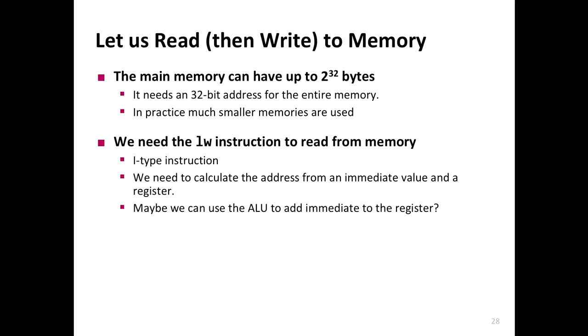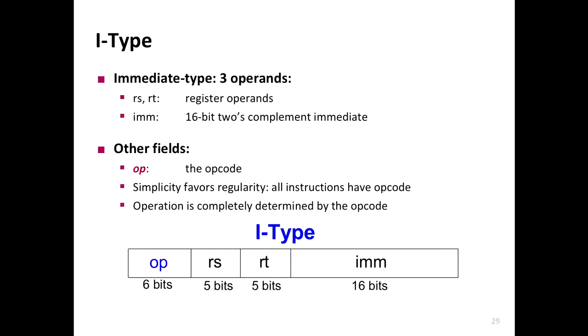What are the other types of I-type instructions that you know? Add immediate, for example. What's the source, what's the destination? You have $RT, $RS, and then you have an immediate value. So in some sense, an I-type instruction has three operands. Two of them are registers. One is a 16-bit immediate value.